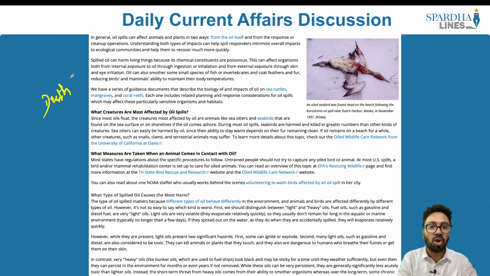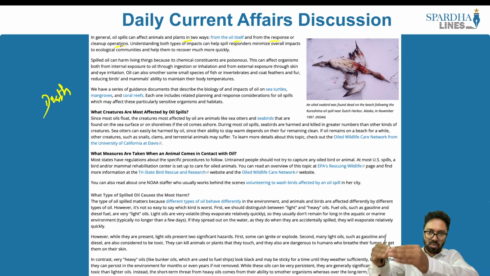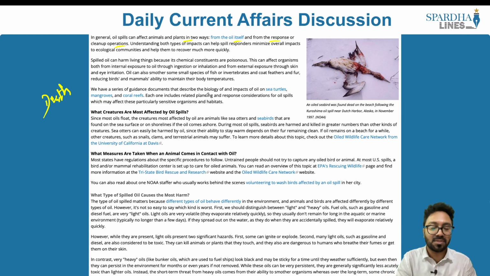So in general, oil spills can affect the animals and plants in two ways: from the oil spill itself and from the response or the cleanup operations. The minute there is an oil spill, it immediately results in dwindling numbers because these species start consuming the oil, and at the same time the plants present are also killed in this process. The spilled oil can harm living things because its chemical composition is poisonous. This can affect organisms from internal exposure to oil through ingestion or inhalation, and from external exposure through skin and eye irritation.